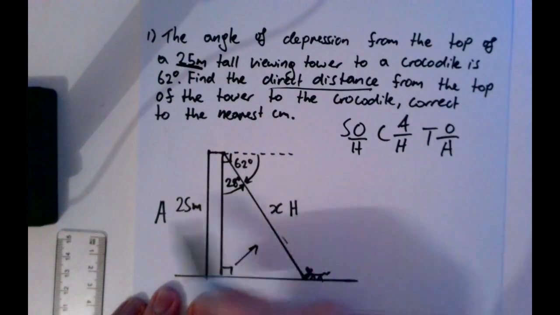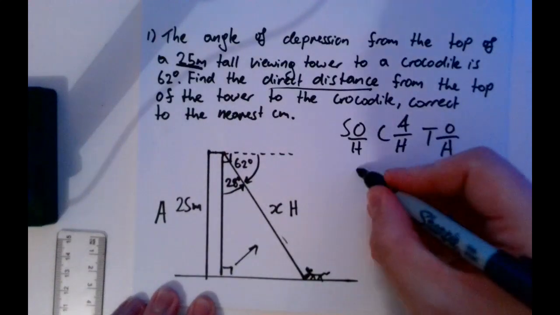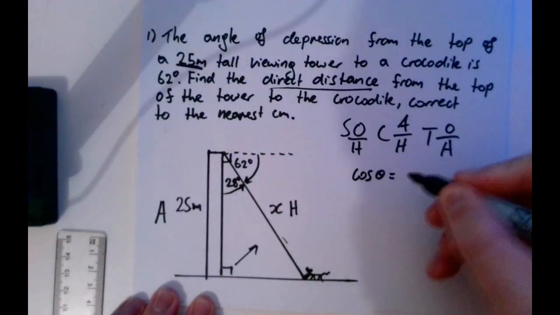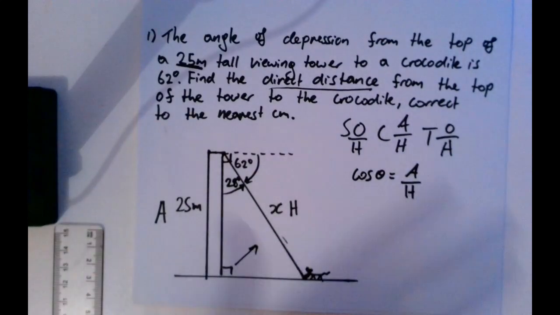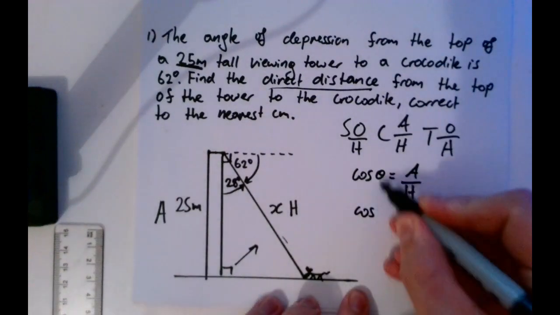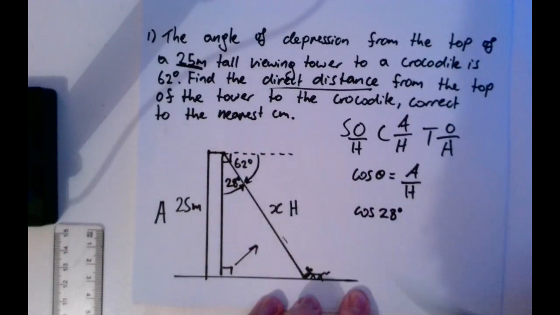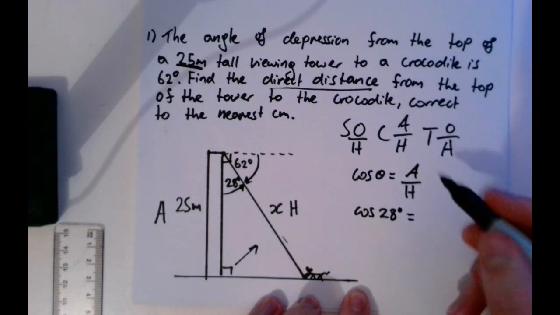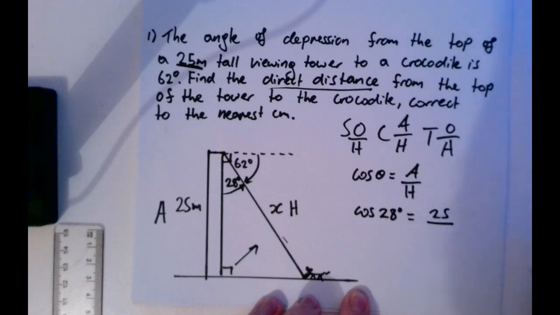The only ratio that uses these two particular sides is cos, so we know cos of theta is equal to adjacent over hypotenuse. Now we're just going to substitute in all of our information. So cos of theta in this particular case is 28 degrees. Be very careful not to put the 62 degrees in. That's an easy mistake to make. This is equal to our adjacent, which is 25 metres, over our hypotenuse, which is x.